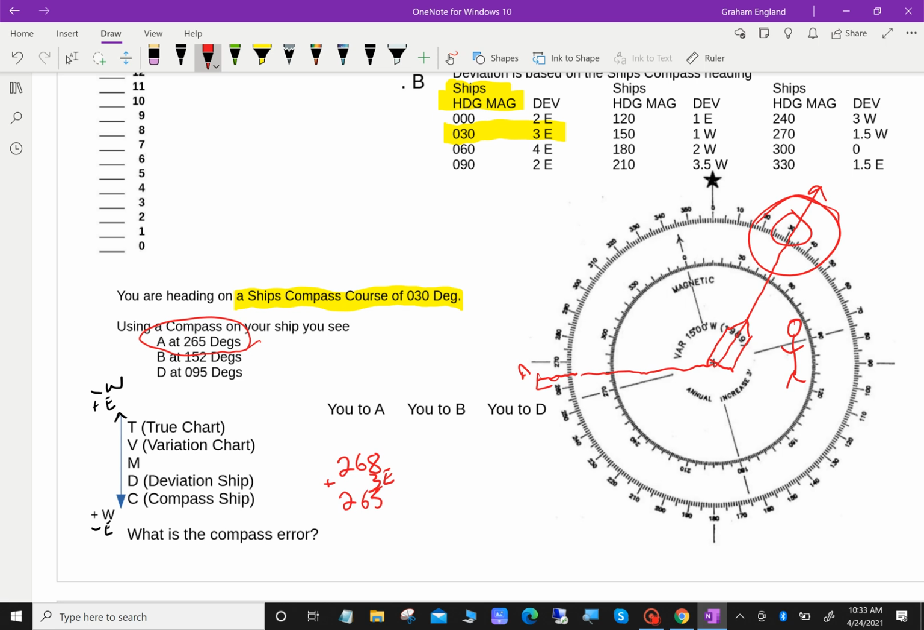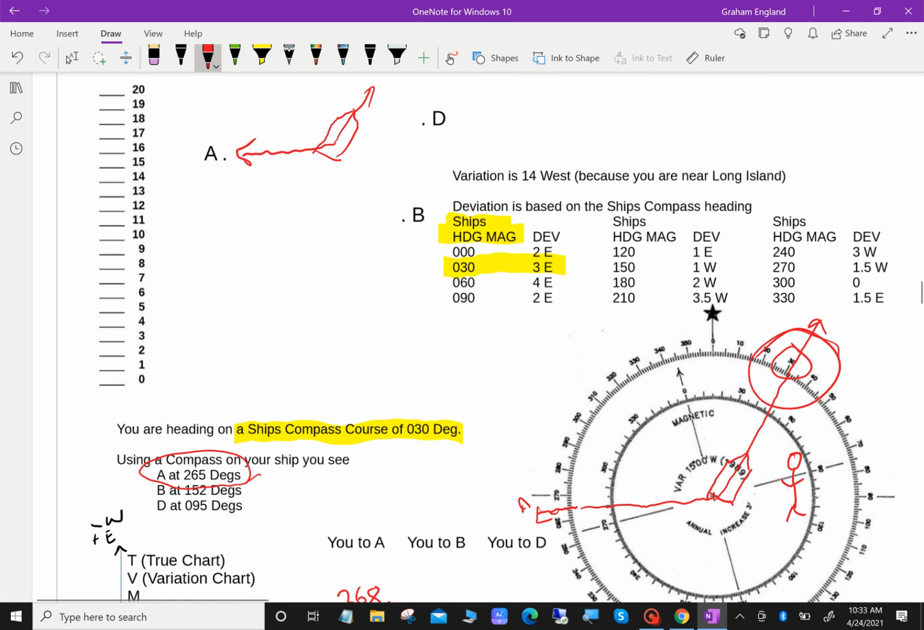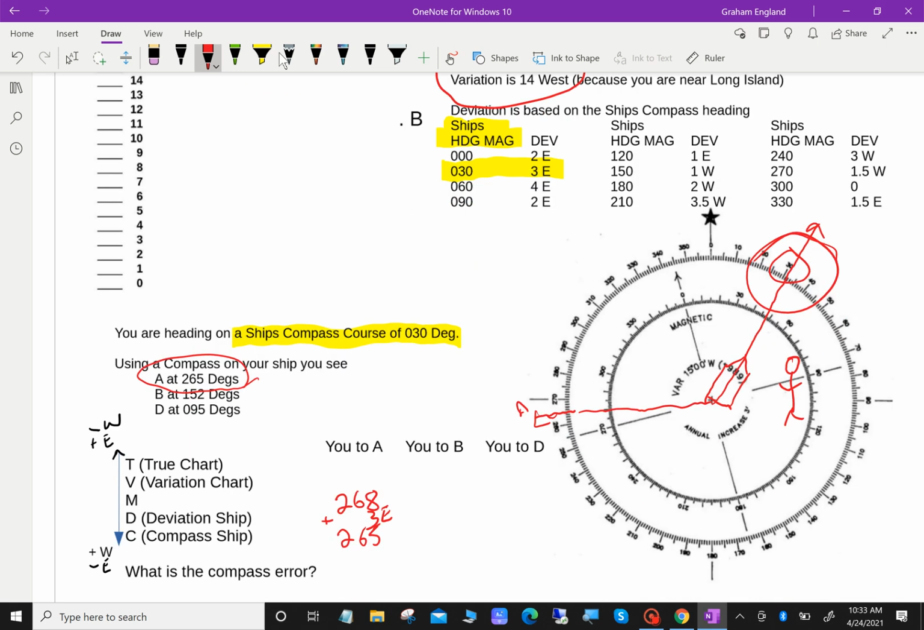In this example, our variation is 14 west. So we put next to variation 14 west. When we're going up, because we're going from ship's up to true, we do 14 west. So we subtract when we're going up. West is subtraction.